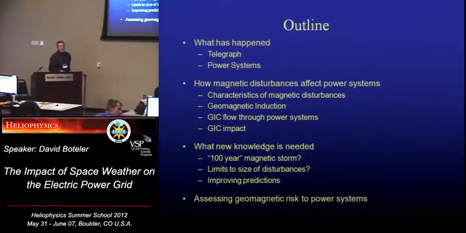And then I also want to show you that this is not a closed subject. There's a lot of new knowledge that is needed, and this actually kicks things back a lot into your field, where we need new plasma physics knowledge about different areas in the heliosphere that are the sequence of events that cause all these problems. And then at the end, I'm going to talk a little bit about assessing geomagnetic risk to power systems, and then for the lab, after the break, we're going to get you actually doing some of that yourself.